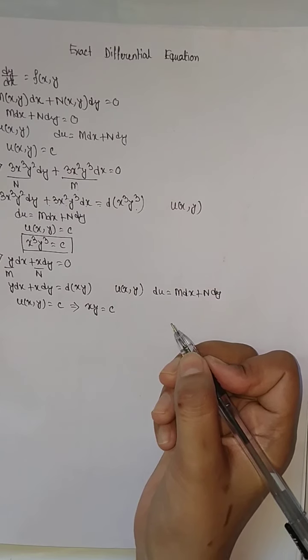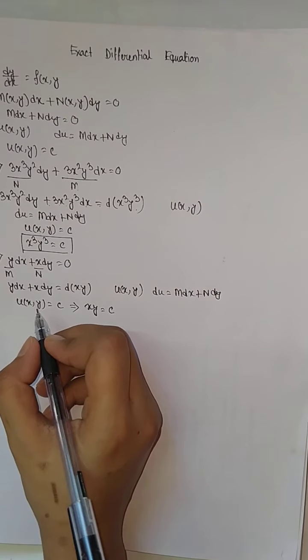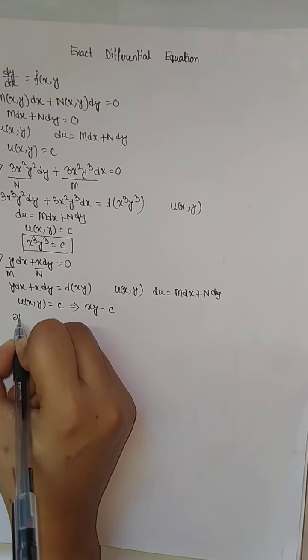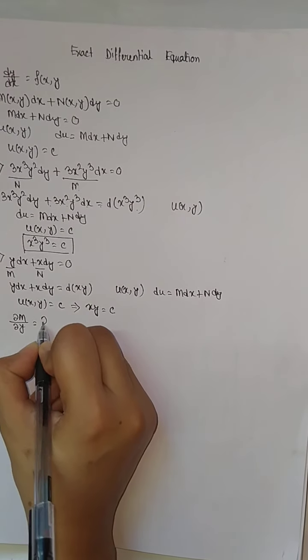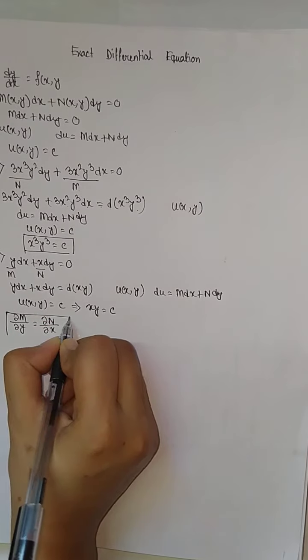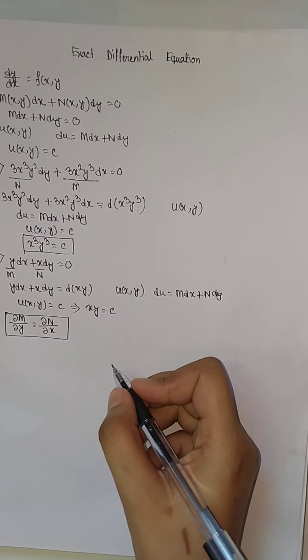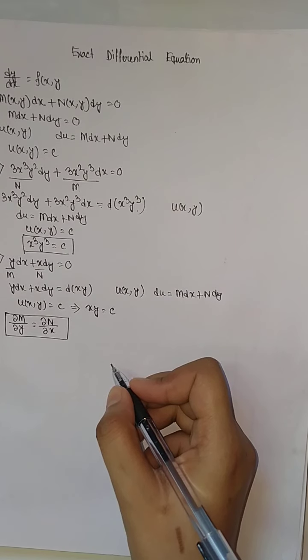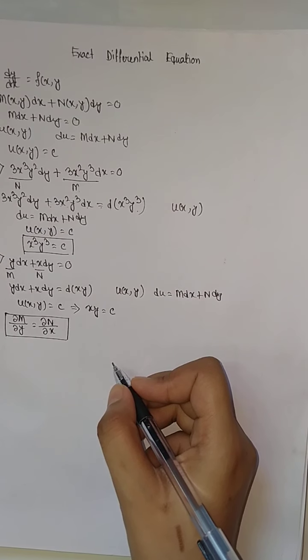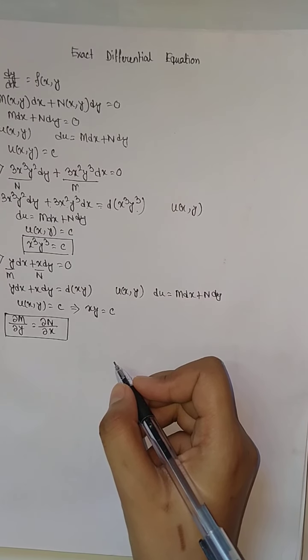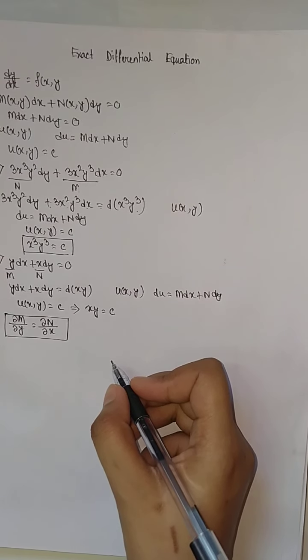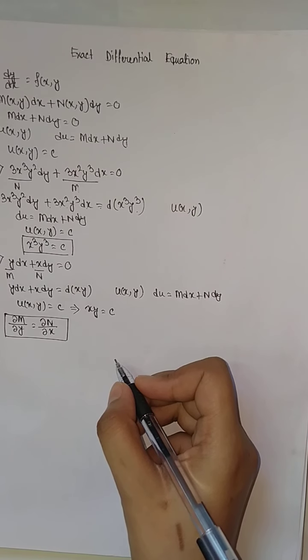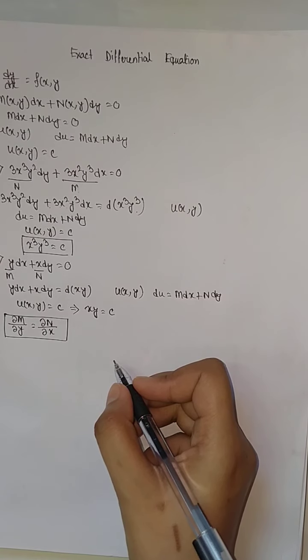Again there is another condition that M dx + N dy = 0 be exact: ∂M/∂y = ∂N/∂x. If any first order first degree differential equation satisfies this condition, then the given equation will be an exact differential equation. This condition is called the condition of exactness or condition of integrability of the equation M dx + N dy = 0. Now we consider the same example number 1, and check the condition of exactness.